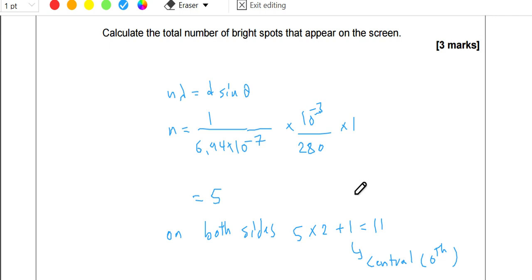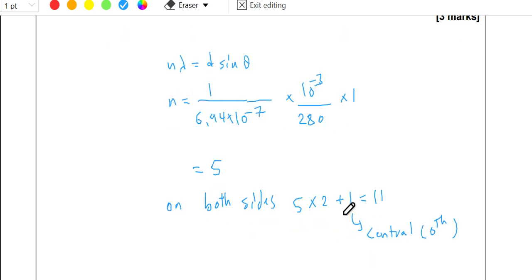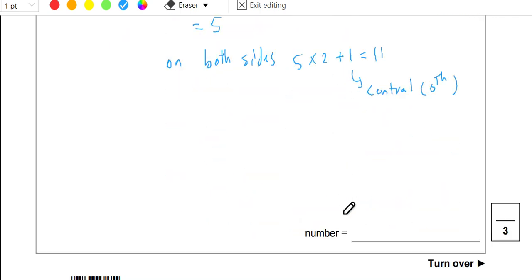On both sides, it will be the answer here times 2, and adding 1 as we said for the central spot.